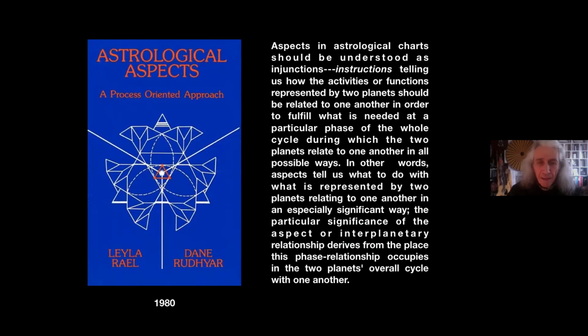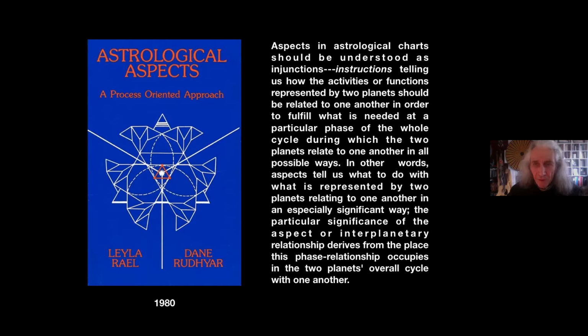Like Radlina, I highly recommend this particular book. Aspects in astrological study should be understood as injunctions or instructions, telling us how the activities or functions represented by two planets should be related to one another in order to fulfill what is needed at a particular phase of the whole cycle during which the two planets relate to one another in all possible ways.